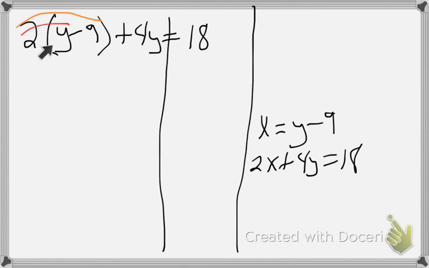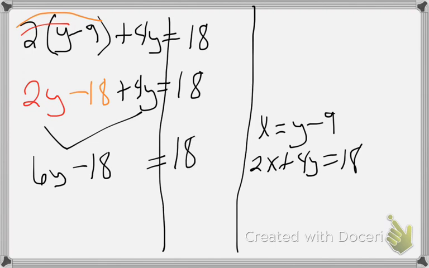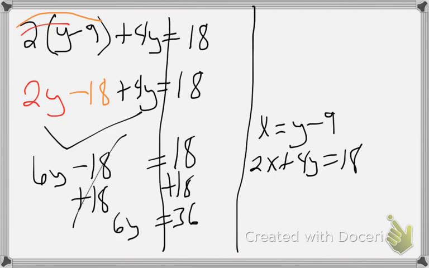Okay, 2 times y is going to be 2y. It's taking me a little bit because I'm switching up colors here. The orange, 2 times negative 9 is negative 18. Plus 4y is 18. Let's simplify these like terms. 2y and 4y make 6y minus 18 equals 18. Okay. SADME, add 18. 6y remains. That equals 36.